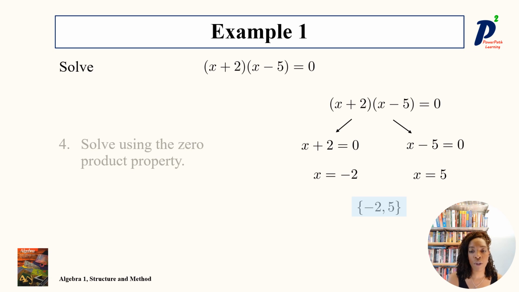Now, by the way, those curly braces mean that the solution is -2 and 5, none of the values in between, none of the values that are less, and none of the values that are more.